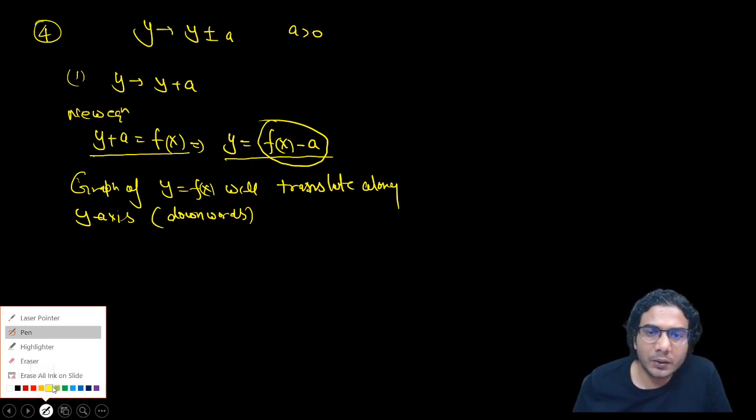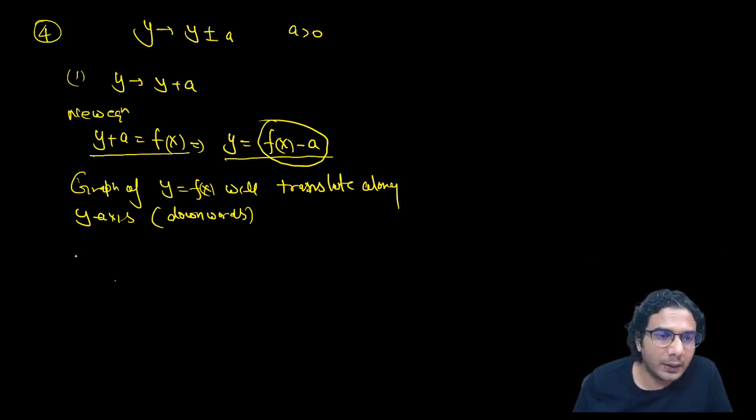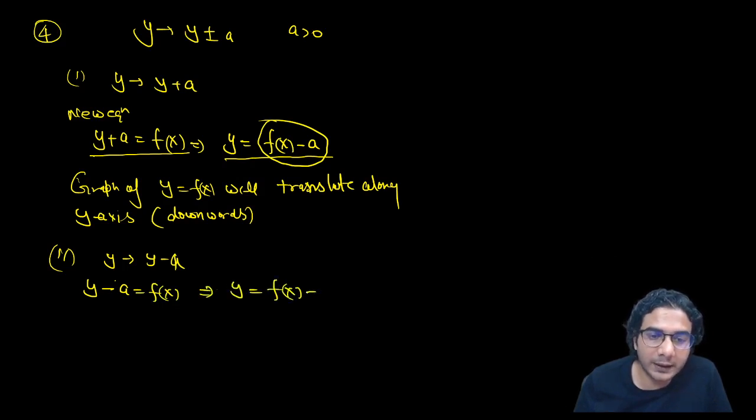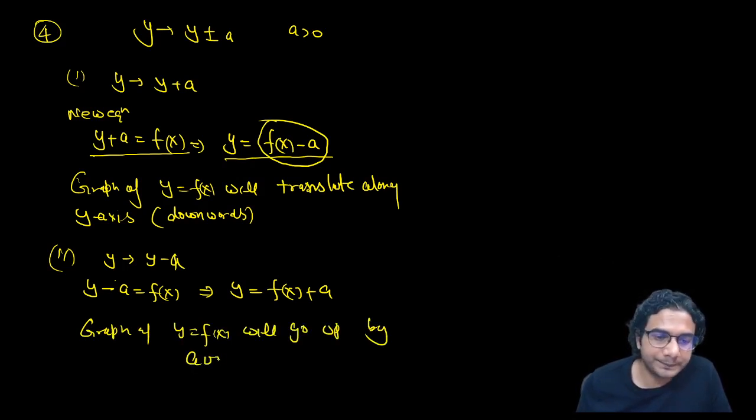And when you are replacing y by y minus a, the new equation will be y minus a is equal to f(x), which you can easily see is y is equal to f(x) plus a, okay? So the whole graph will go up. The graph of y is equal to f(x) will go up by a units. Got it? Now let me show you.